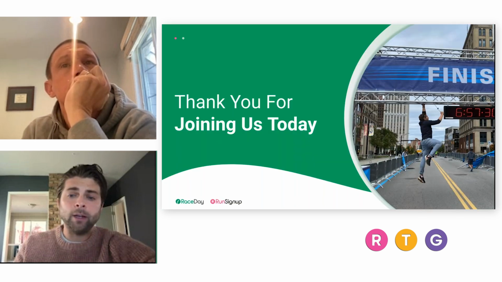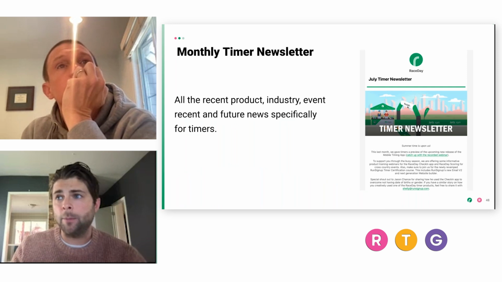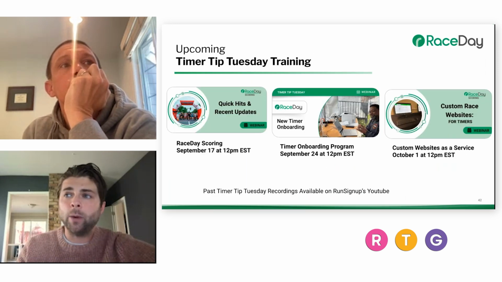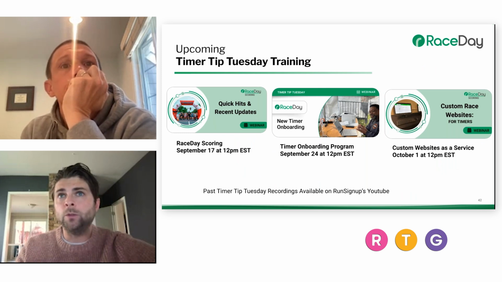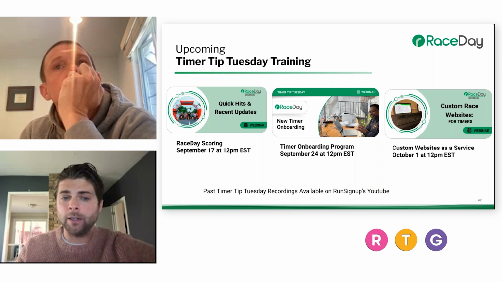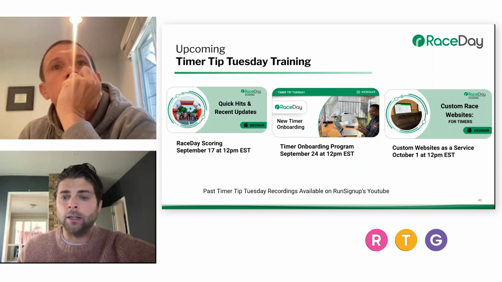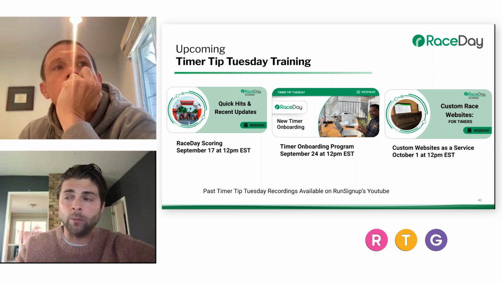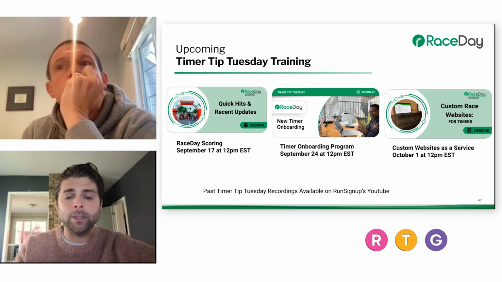And then we have a couple different Timer Tip Tuesdays coming up. Next week, we have quick hits and recent updates to the race day scoring platform. So if you've tried it before and haven't popped in a while, or just want to see what's new and cool, that's a great one for you. On the 24th, we have a timer onboarding program. And then on October 1st, custom websites as a service for people.